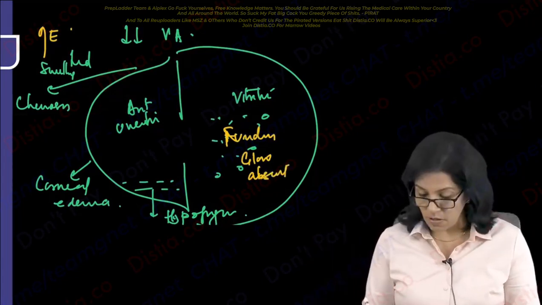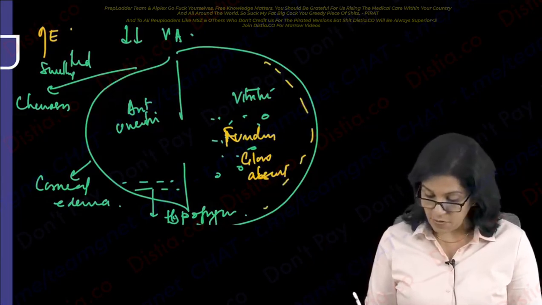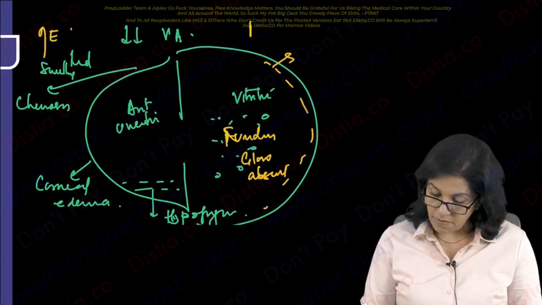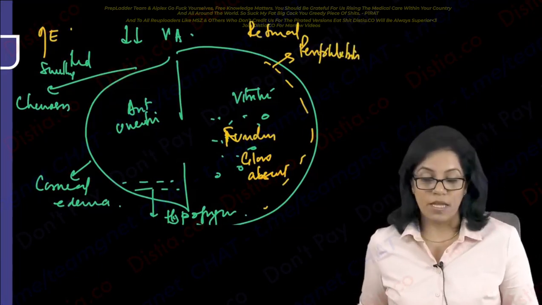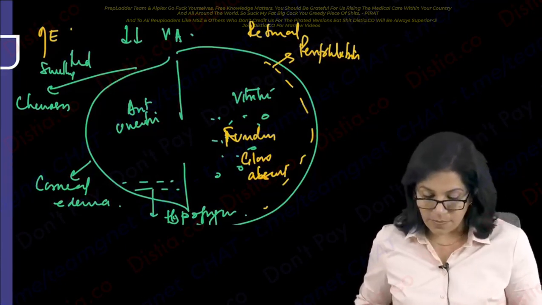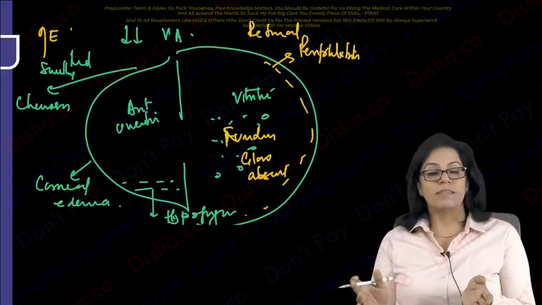And of course, there will also be changes in the retina. If you see, there will be periphlebitis, retinal periphlebitis. What is periphlebitis? Inflammation of the veins. So we are seeing all these things in this patient.